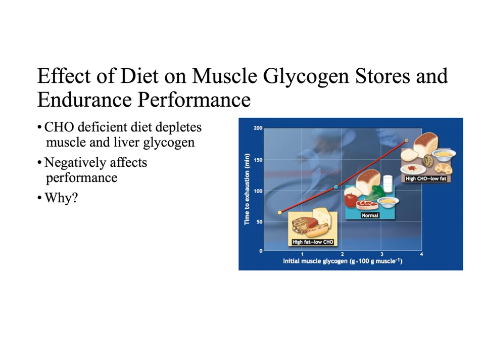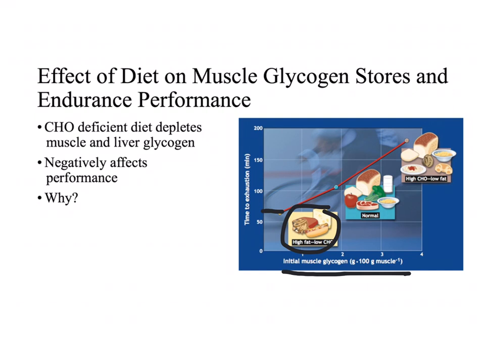So let's take a look at how carbohydrate intake in your diet can impact muscle glycogen stores and then change performance. If you look on the x-axis of this graph, this is initial muscle glycogen content measured as grams of glycogen per 100 grams of muscle tissue. If you consume a high-fat, low-carbohydrate diet, when you perform an exercise test, the time to exhaustion, typically these are done on cycles, so you cycle for as long as you can at a submaximal intensity.